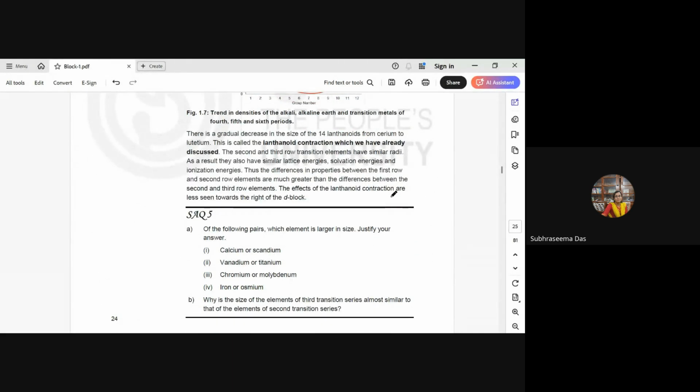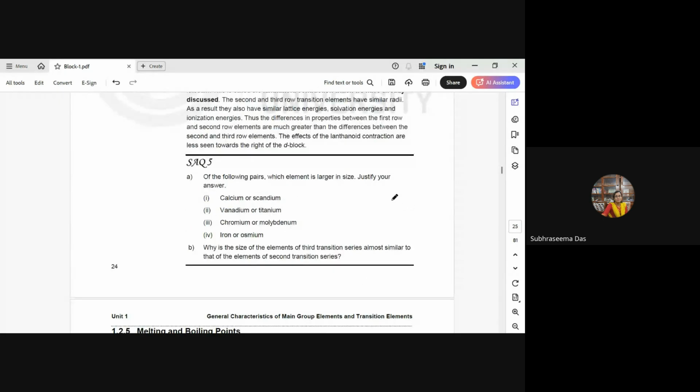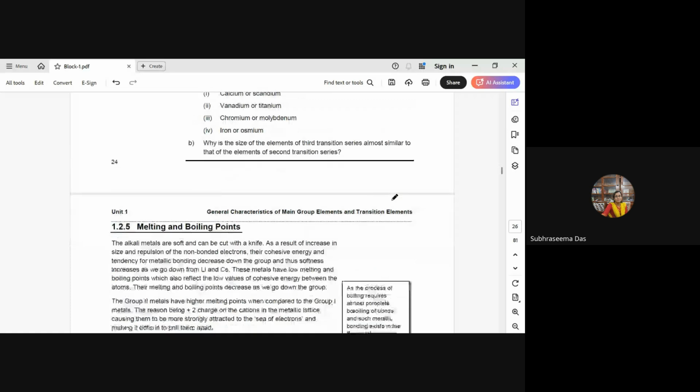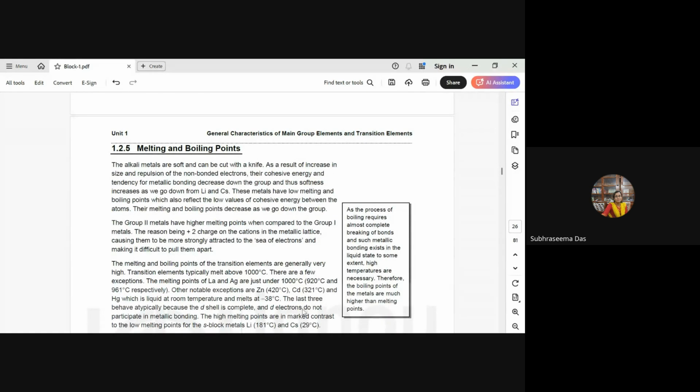There is a gradual decrease in the size of the 14 lanthanoids, from cerium to lutetium. This is called lanthanoid contraction. This contraction is responsible for variations in the elements of the lanthanide series. The differences in properties between the first row and second row transition series are much larger than those between the second and third row transition elements. That is why lanthanide contraction plays an important role in deciding the atomic volume and atomic density of the transition elements. Now we will talk about the melting and boiling points.